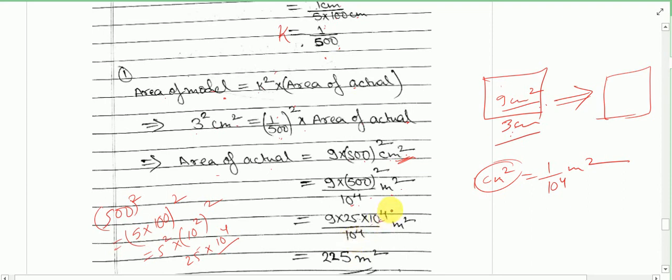Now here 10 to the power 4 and here also 10 to the power 4 cancel, and 9 into 25 you get 225 meter square. So on the map, the square which had 3 centimeter as side, in actual its area is 225 meter square. Clear?